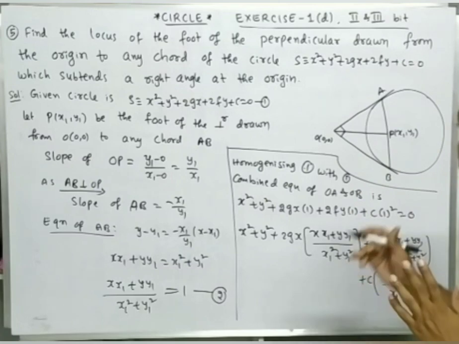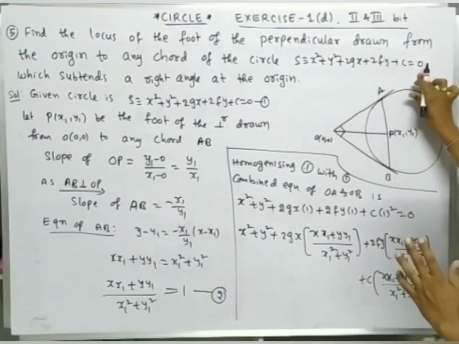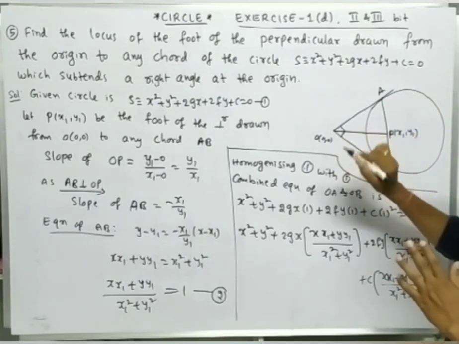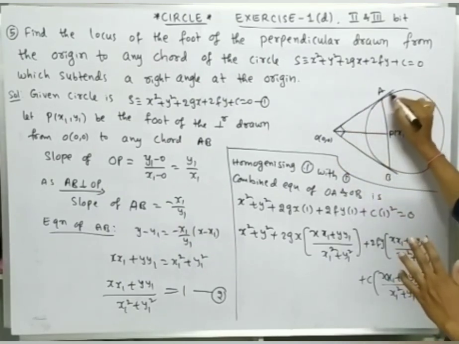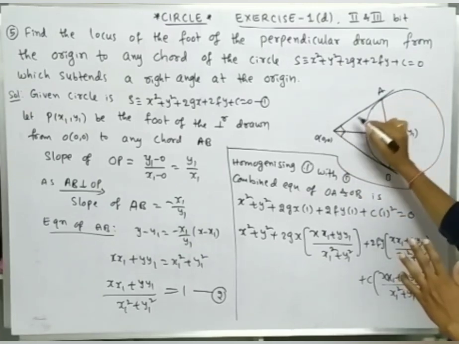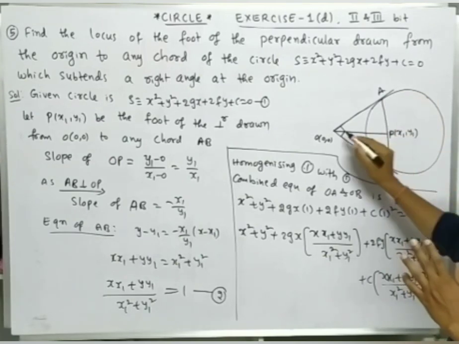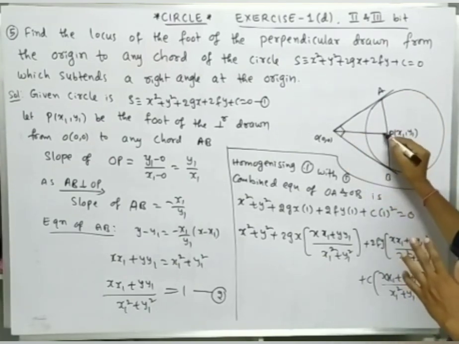Here this is the circle x square plus y square plus 2gx plus 2fy plus c is equal to 0, and this is the origin. Origin subtends a right angle with these two tangents OA and OB. So this is the chord of contact, this is perpendicular, the foot of the perpendicular from origin to the chord.